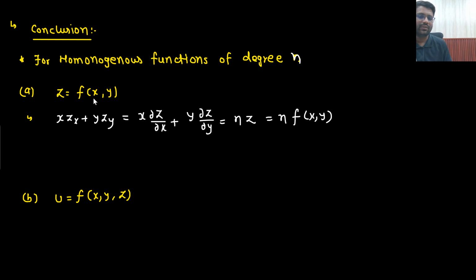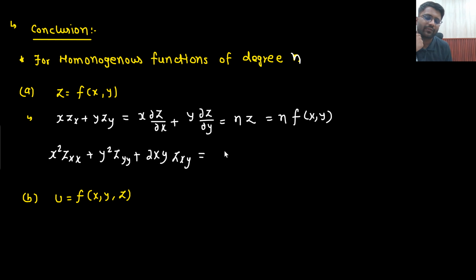z is a function of x comma y only, no? f of x comma y. So nz, or you can say n f of x comma y. Understandable? Now for x and y, the answer would be x square zxx plus y square zyy plus 2xy zxy.